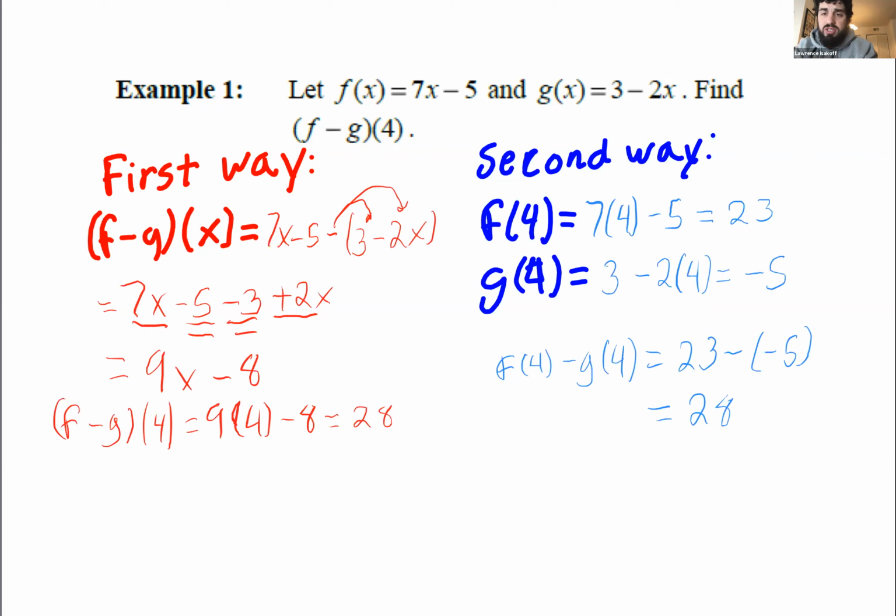Notice, no difference in the answers. Some students may say, hey, the first way makes a lot of sense. Some people might say the second way is what makes sense to them. At the end of the day, you're accomplishing the same goal. You're still doing well with it. It's the same idea.